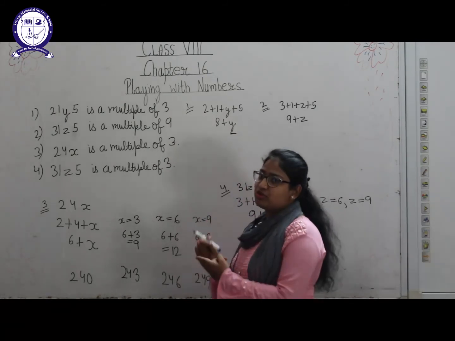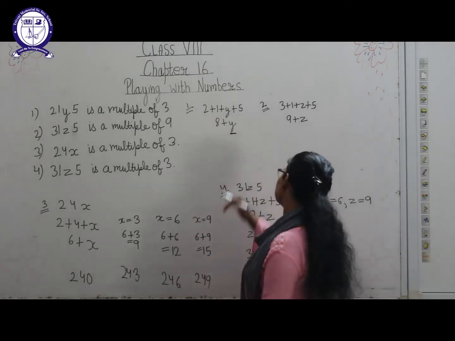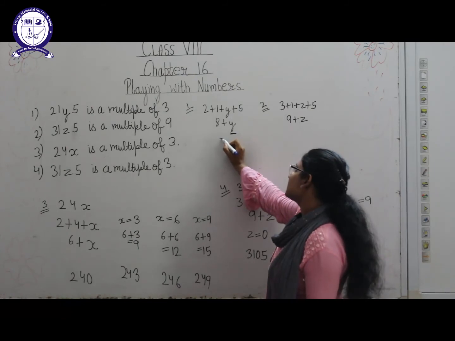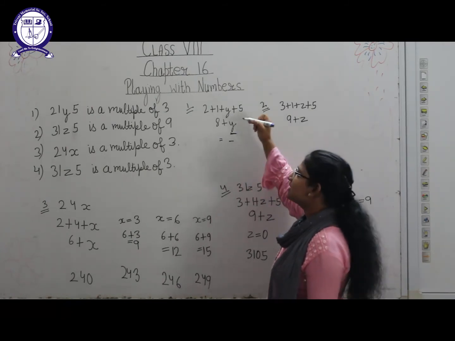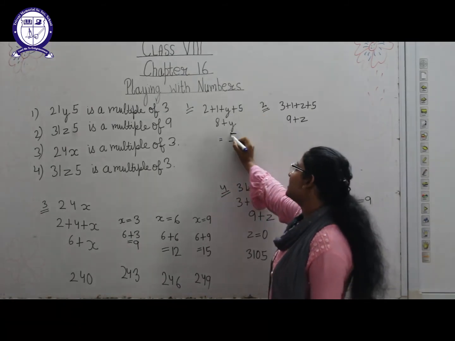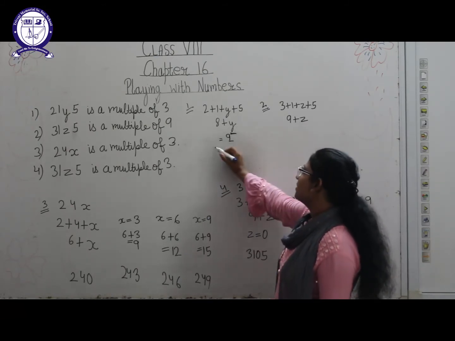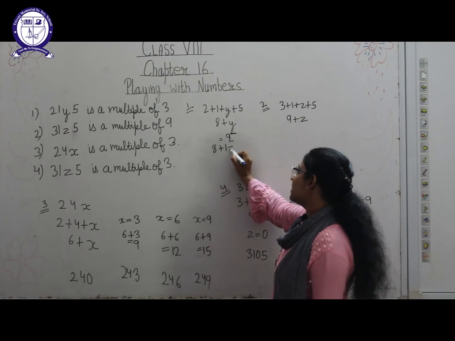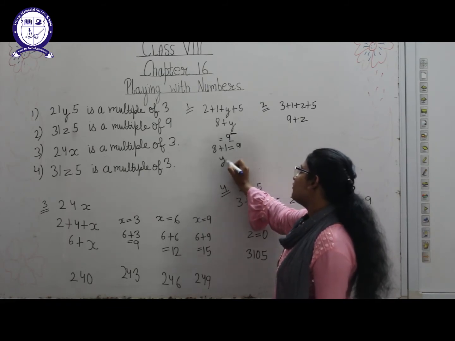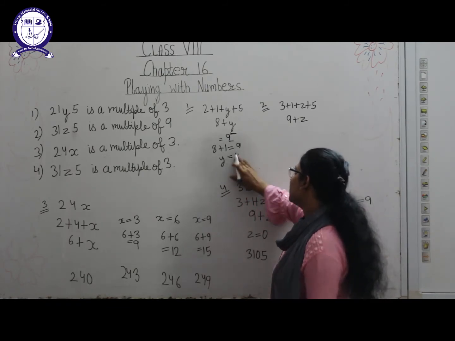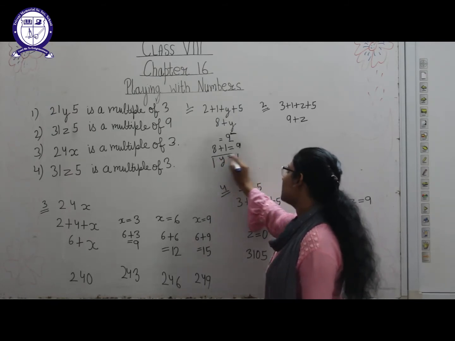Multiples of 3 can be 3, 6, 9, like this. Here we can't get 3 as the addition, we can't get 6, but we can get 9 as the addition. Okay, and what will be the value for y here? 8 plus 1 will be 9. It means the value of y is 1 here, because 8 plus 1 is 9.